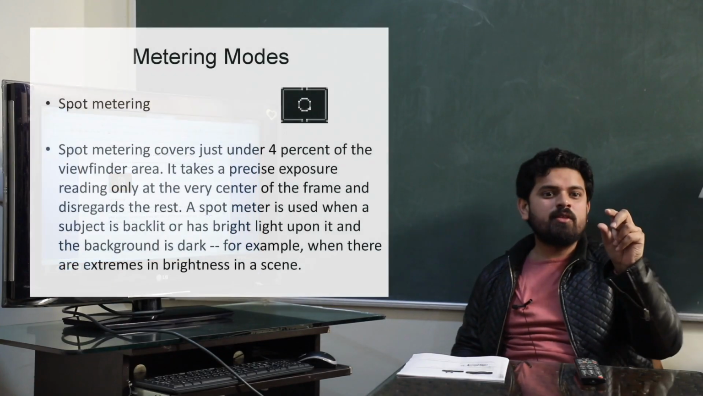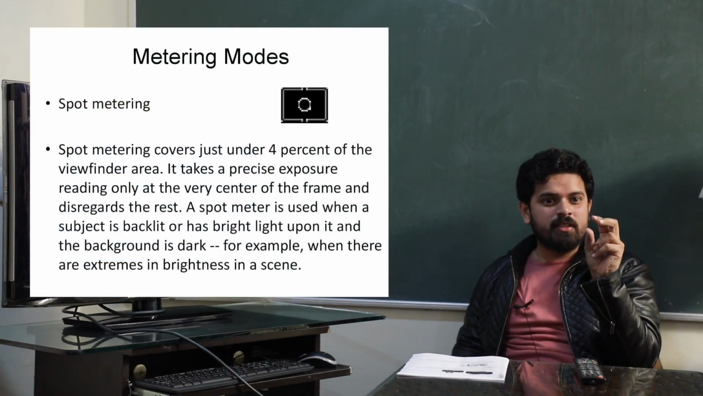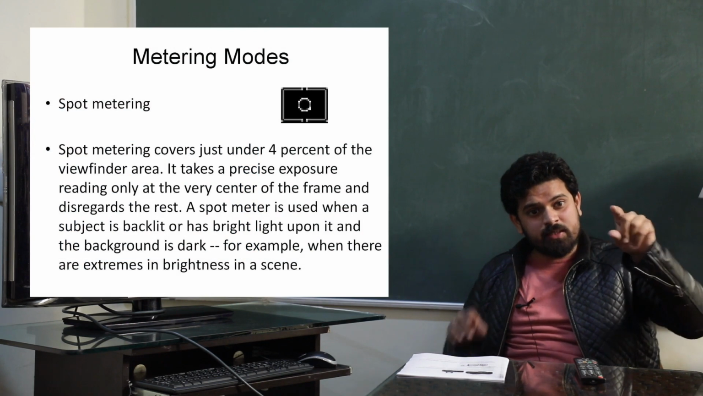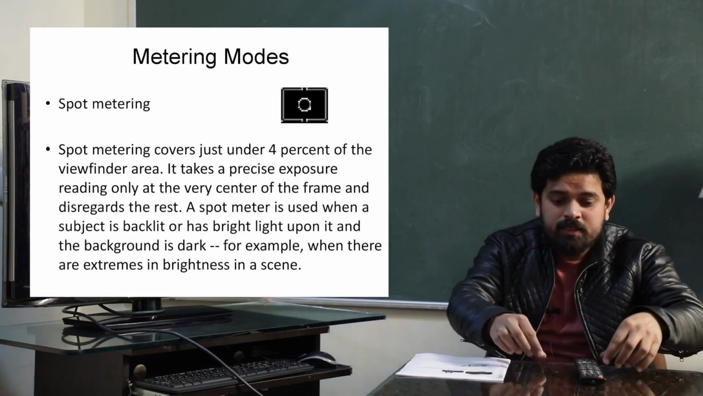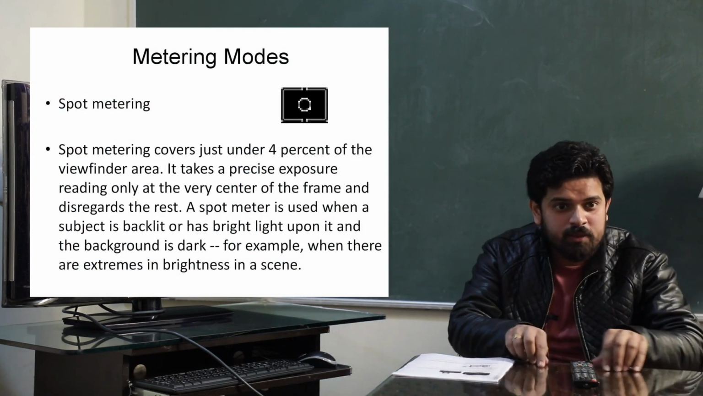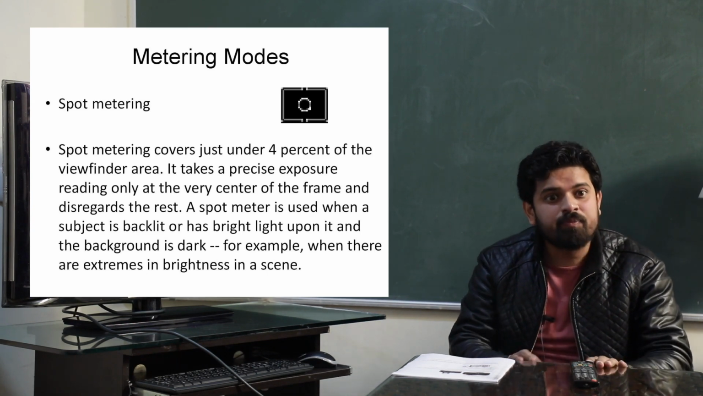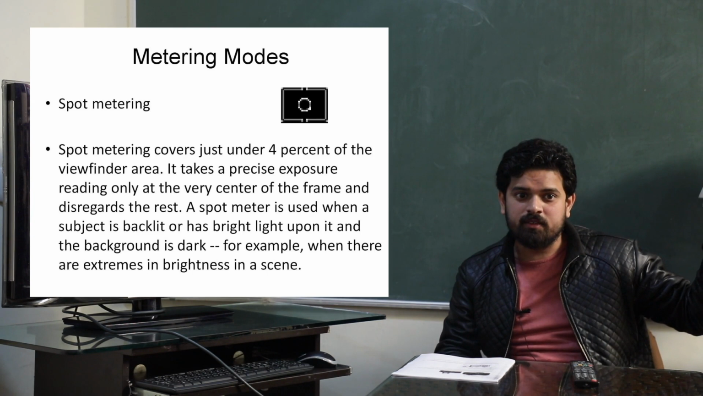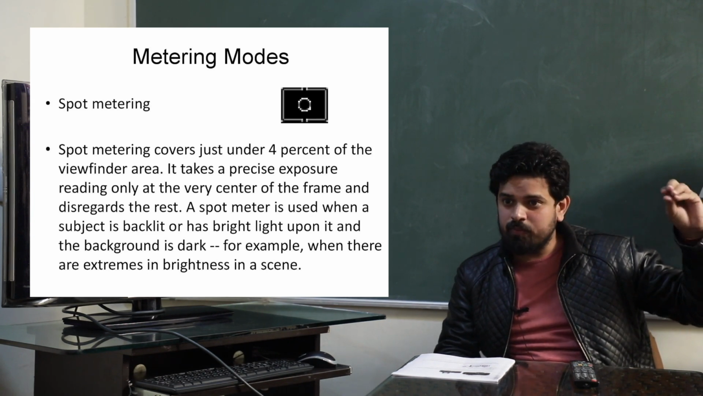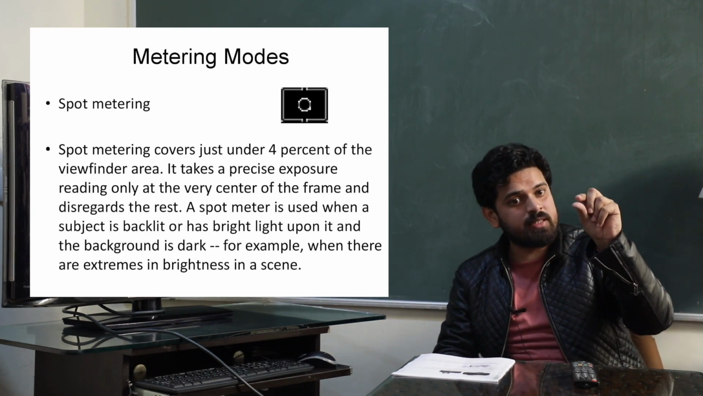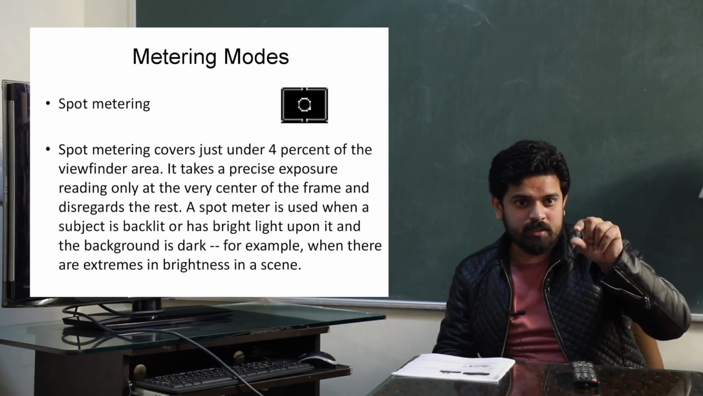Spot will only give you the area of 4% of the screen. 4%. Whether the area in your viewfinder is 10 feet or 100 feet, whatever it is, or 10 mm or 20 mm, it is only 4%. It will tell you the exposure of only that 4%, a tiny point exposure.